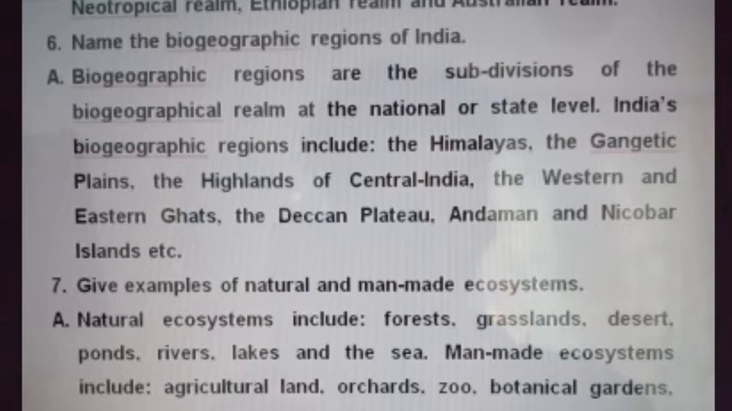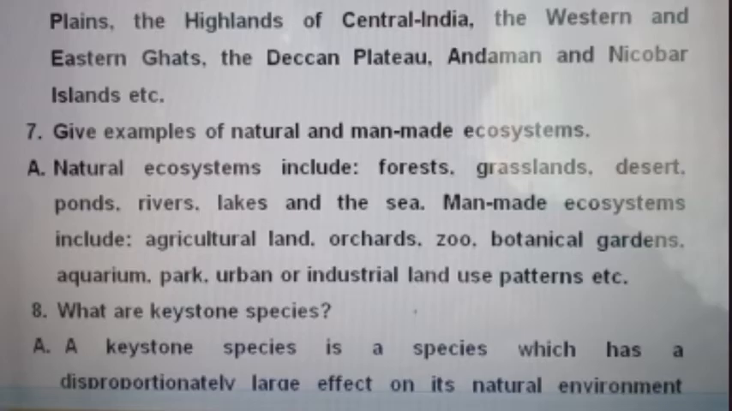Now the seventh question, that is, give examples of natural and man-made ecosystems. Answer. Natural ecosystems include forests, grasslands, desert, ponds, rivers, lakes, and the sea. Man-made ecosystems include agricultural land, orchards, zoo, botanical gardens, aquarium, park, urban or industrial land use patterns, etc.